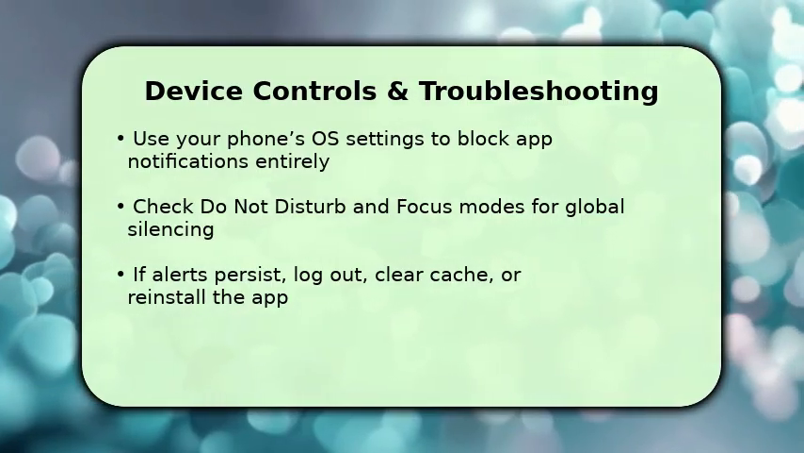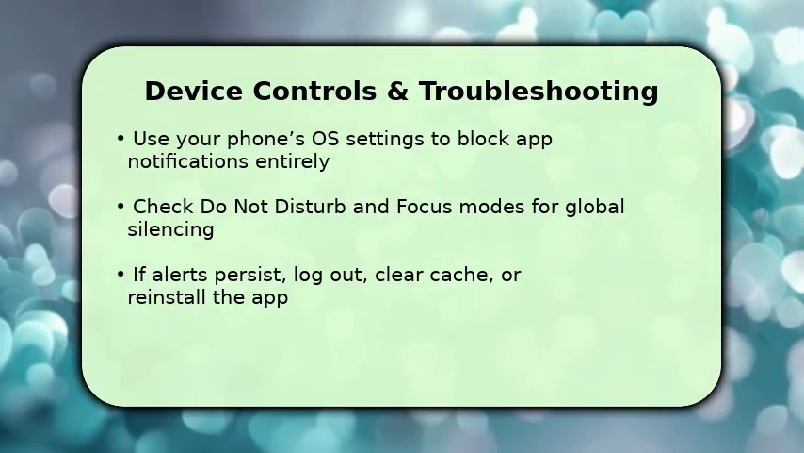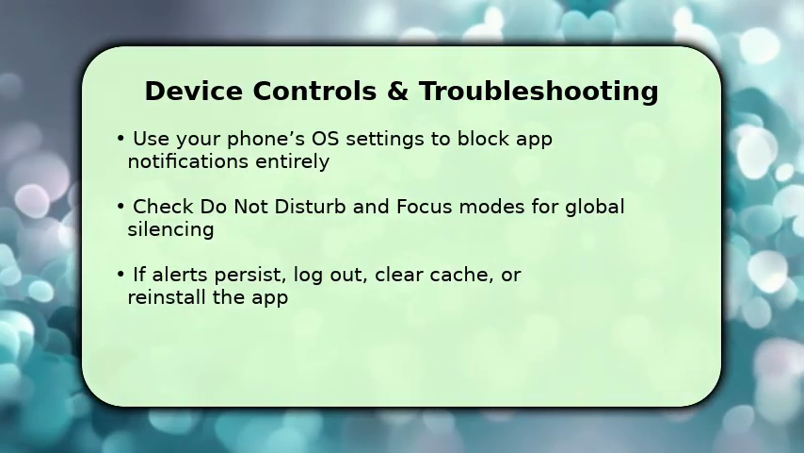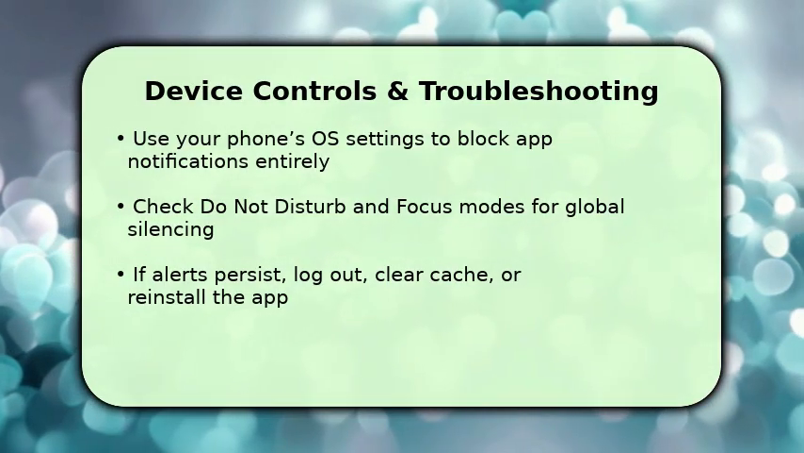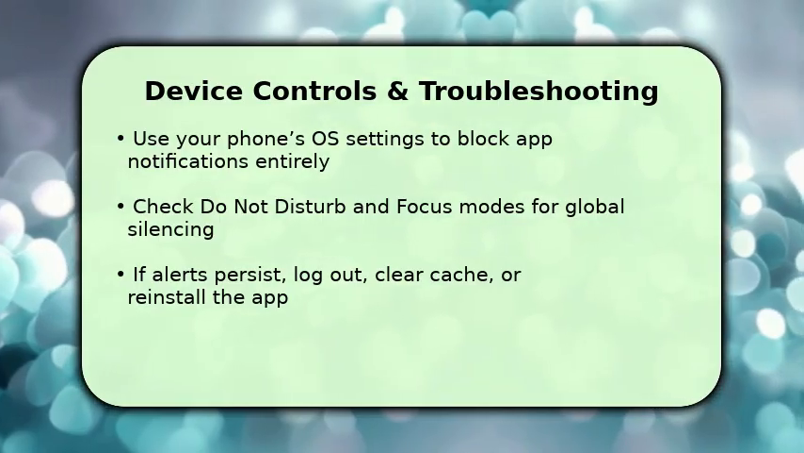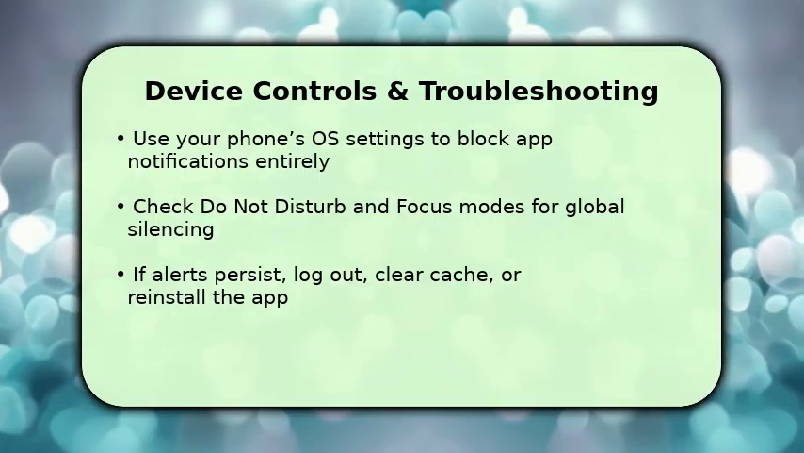If notifications still appear after toggling both app and OS settings, log out, clear Instagram's cache, or reinstall. The app sometimes needs a refresh to apply changes. If that fails, restart your phone. The combination of in-app and device controls stops virtually all unwanted notifications.